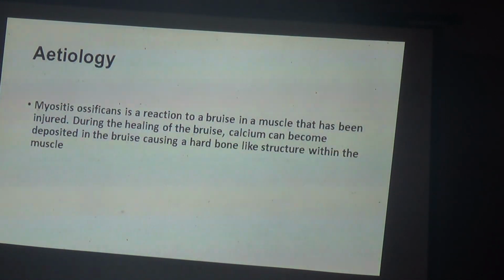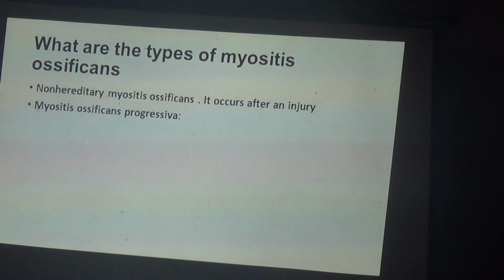So, etiology: myositis ossificans is a reaction to a bruise in a muscle that has been injured. During the healing of the bruise, calcium can become deposited in the bruise, causing a hard bone-like structure. It is a bone-like structure, I say. It is not initially pure bone, but ultimately it becomes a hard bone. Types: non-hereditary myositis ossificans occurs after trauma, and myositis ossificans progressiva is a degenerative disorder.